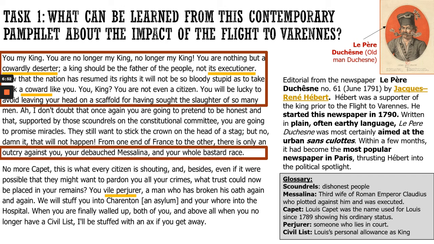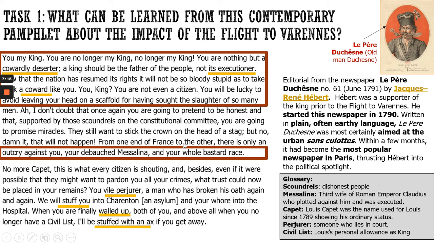There's lots of language of death in here, isn't there? There's the scaffold, the executioner. He is going to be walled up. They're going to stuff you in an asylum, and then he's going to be stuffed with an axe. So the emphasis is very much on finality, on physical attack, on even death, isn't it? It's very much looking forward to future events.